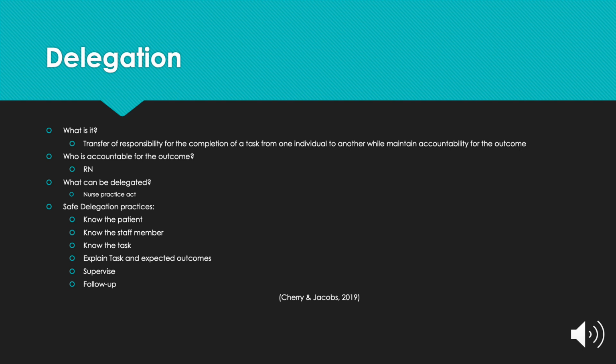Safe delegation practices. You should know your patient. Never delegate before the initial assessment. Know who you're delegating to and what level of training they completed. Know the task. Explain the task and expected outcomes. Supervise or be available to answer any questions, and always follow up and evaluate your patient.